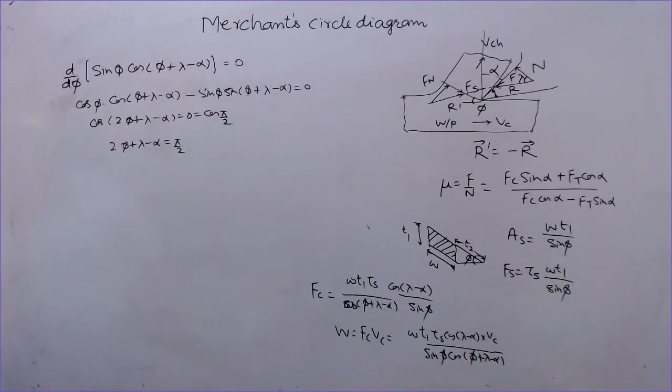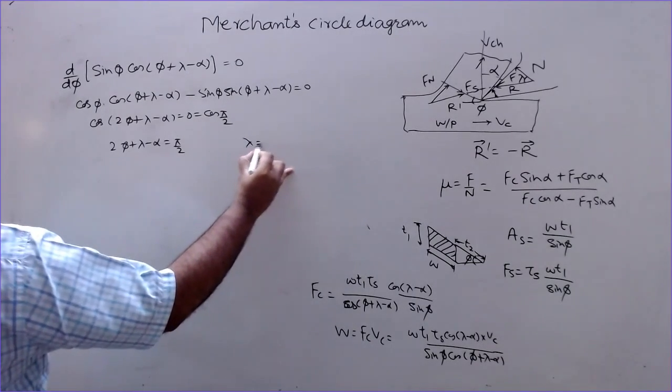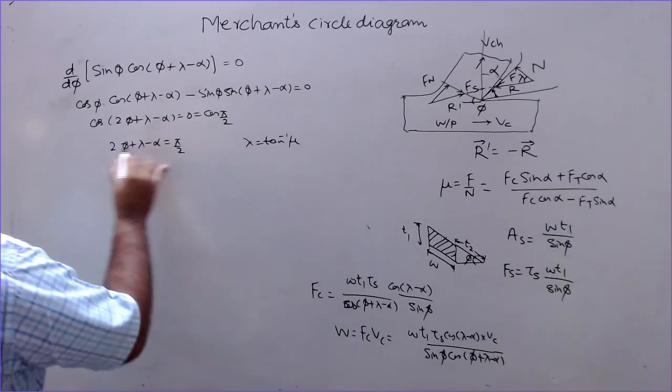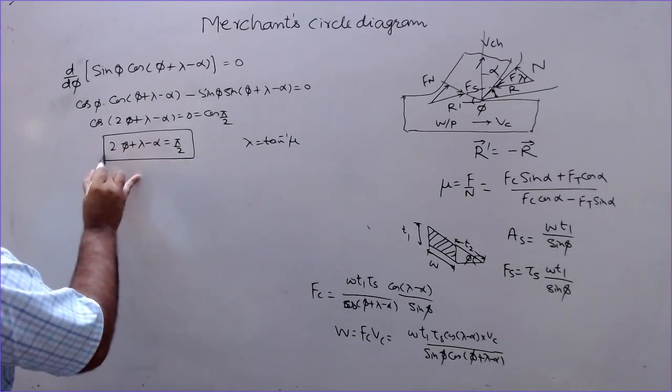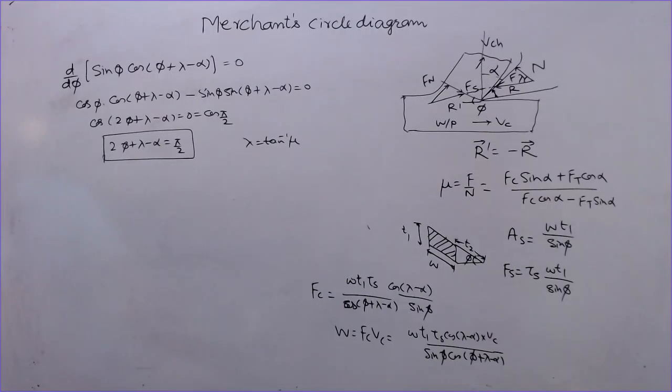So this is the relation which was obtained by Merchant using this analysis. Here lambda is equal to tan inverse of mu. So Merchant used this relation. This is known as Merchant's first relation. This relation was good as far as cutting synthetic plastics was concerned, but when it was used for machining metals, this did not yield proper results.